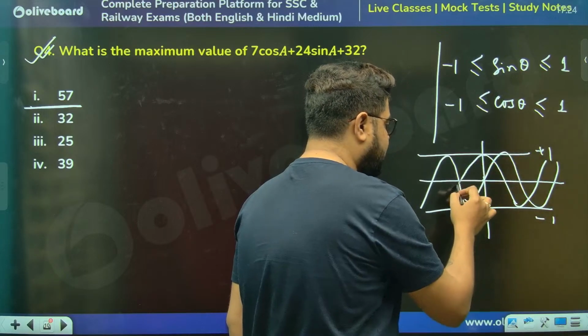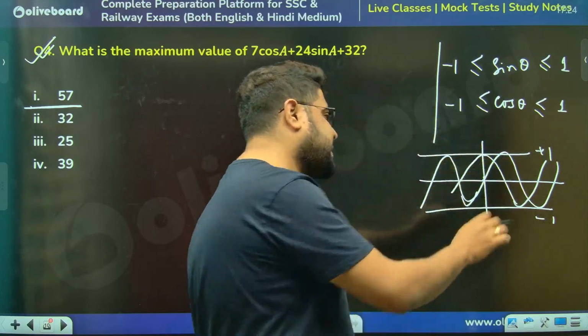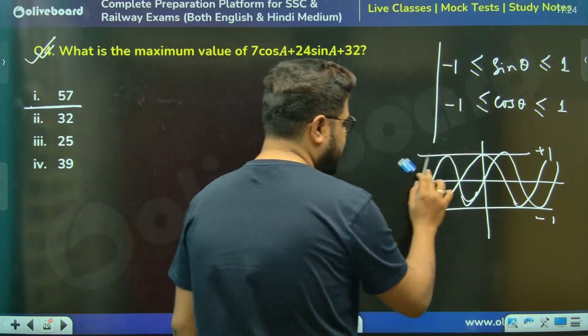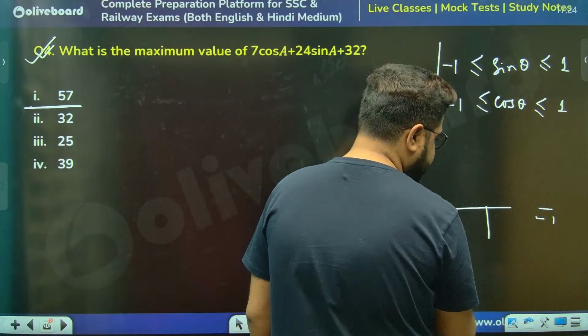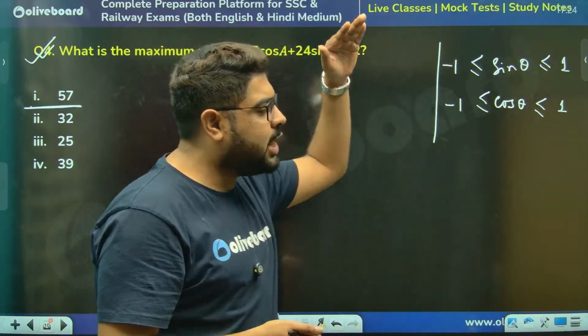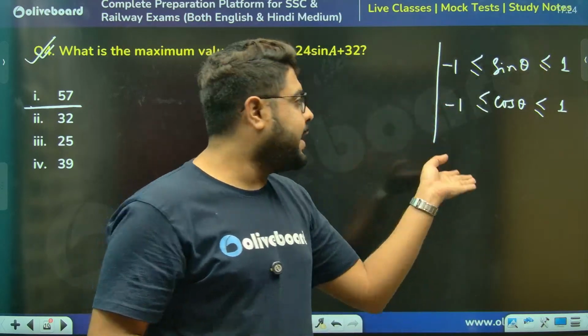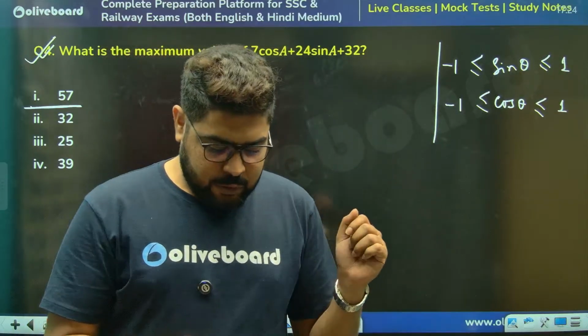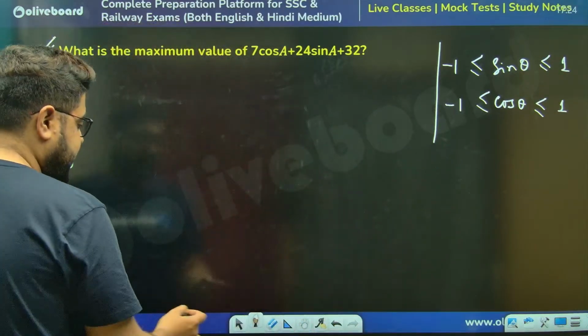Okay. Now, you guys don't need it. I'm just giving you the idea, nothing else. You do not actually need graphs. But again, just understand the value. It is kind of wavy. It is somewhere between plus 1 and minus 1. It cannot go beyond plus 1. It cannot go below minus 1. So that is the only thing.